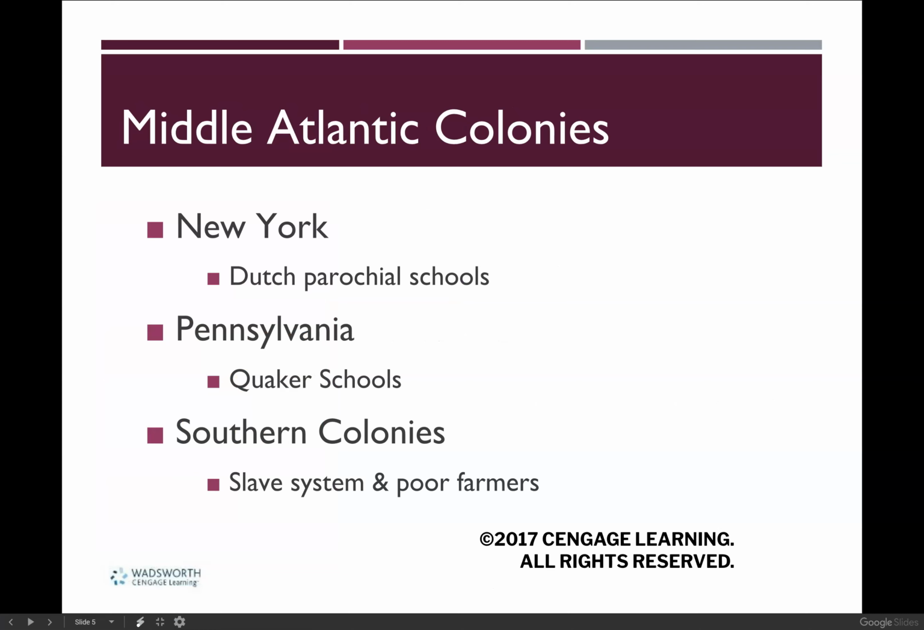Middle Atlantic colonies. So some of the main kind of school systems they had were the Dutch parochial schools. New York is still based off of those. We had the Quaker schools. And then in the southern colonies, there was a slave system and the poor farmers who did not benefit from any kind of school system. They may have had kind of a forced school system on them, but there wasn't a structure for higher learning for them.